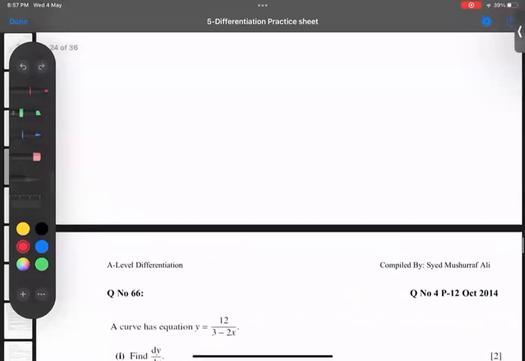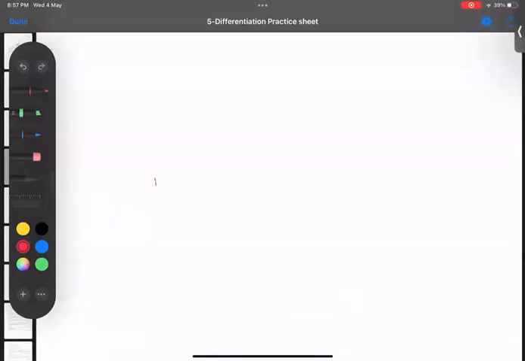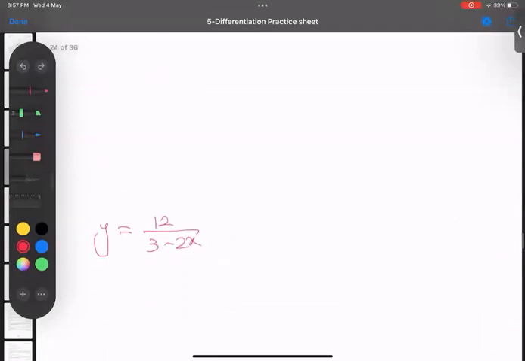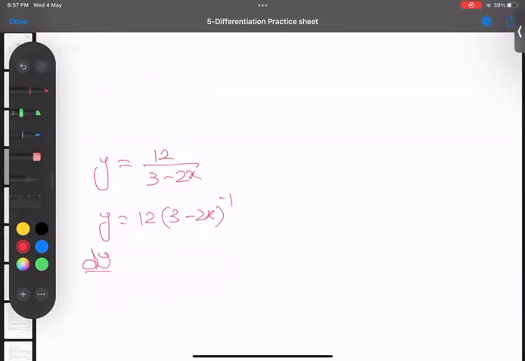We have y equals 12 over 3 minus 2x. This is given, and the first task is dy over dx. You know we can't differentiate it like this, we have to bring it up. After this, differentiation of dy over dx is not a hard job. The power is negative, it comes down and the power is reduced, becoming -2. Base unchanged, into the base derivative, 0 minus 2. The 3 gives 0 and the other term gives -2.